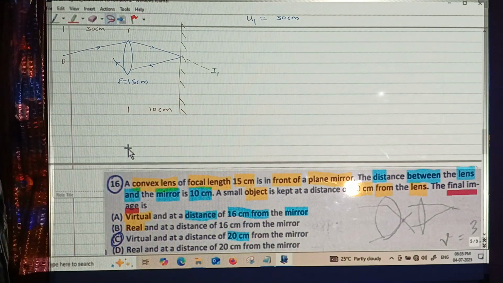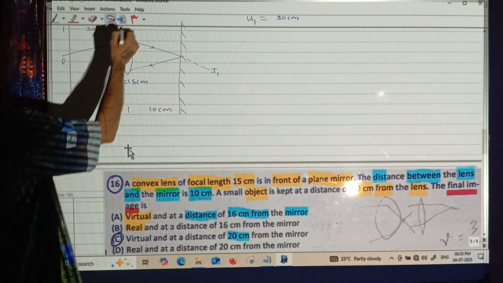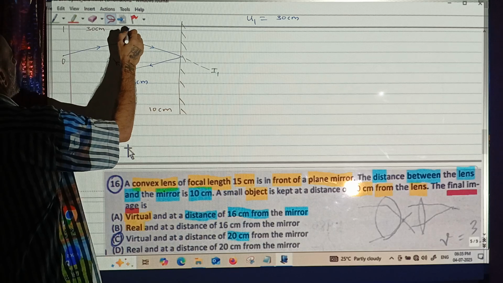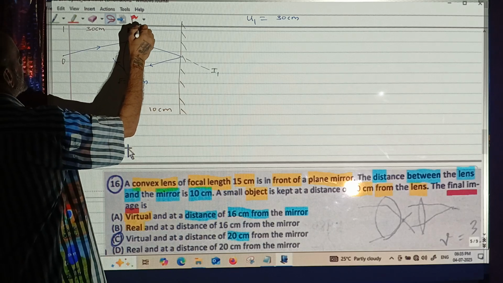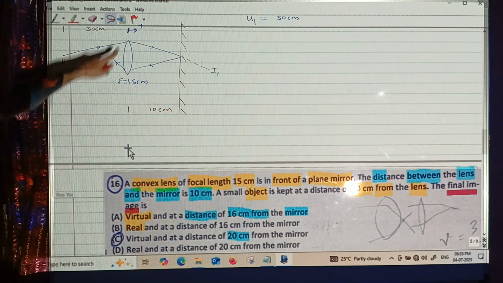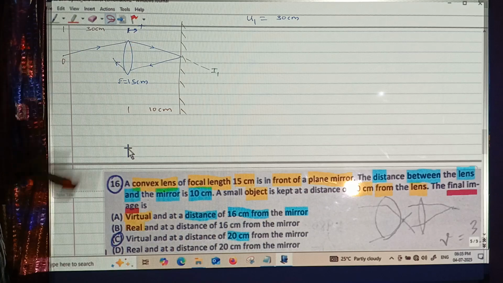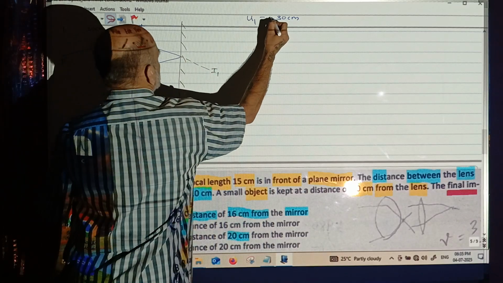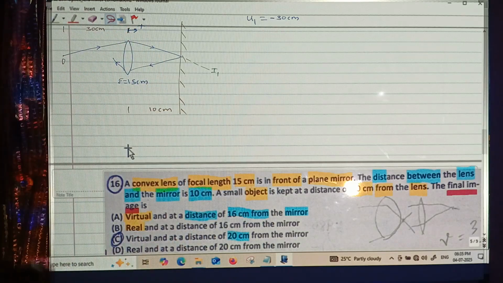And you have to fix the sign. The direction of incidence is towards right. So for the first image, the right side is positive, because this positive direction should match the direction of the incident light, which is from left to right. So U1 is on the left side, so it's minus 30.